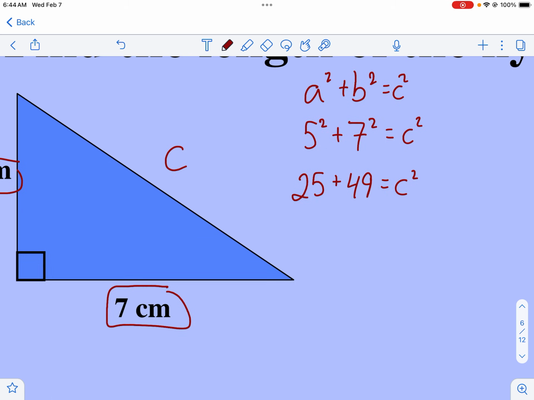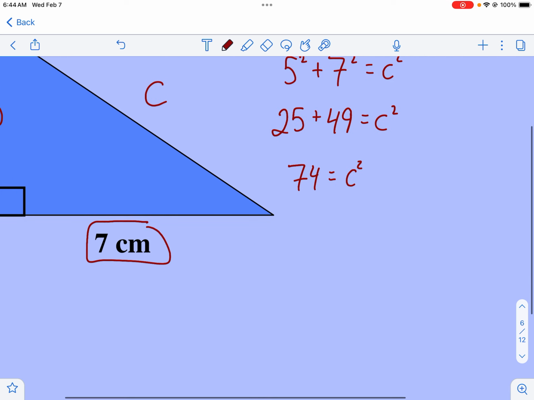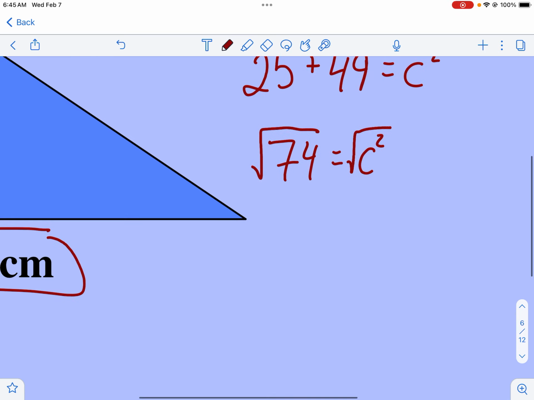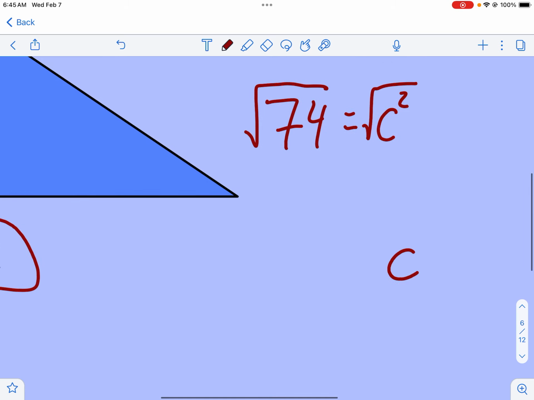25 and 49 is going to give me 74 equals c squared. Okay. Then, again, I want to take the square root to get rid of my square, right? Those are inverse operations again. Same thing on my 74. So I'll have c is equal to the square root of 74.